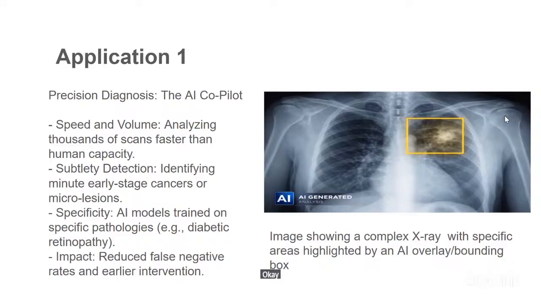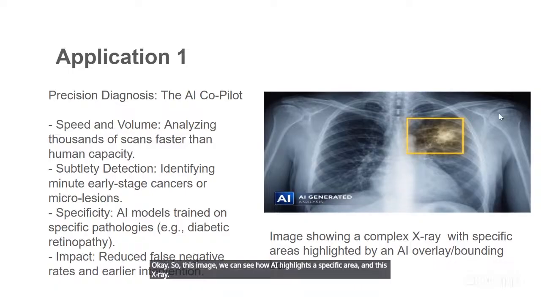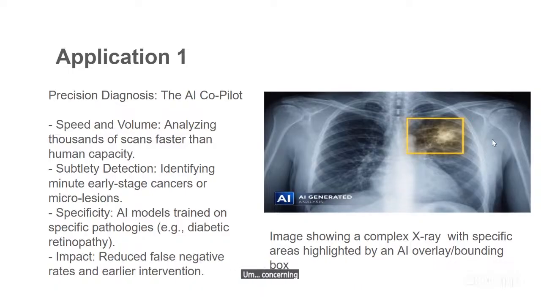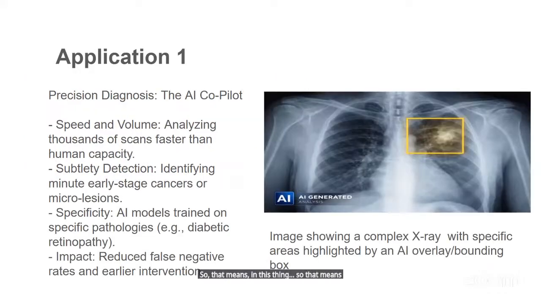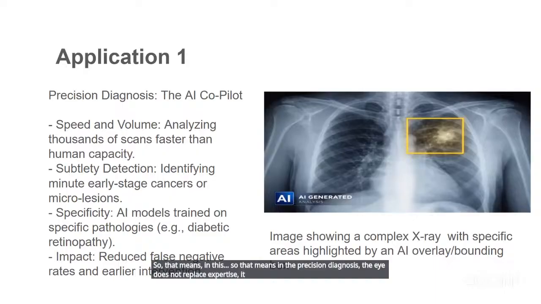So in this image, we can see how AI highlights a specific area in this X-ray of concern, using this bounding box or the overlays. So that means in precision diagnosis, AI does not replace expertise; it amplifies it.